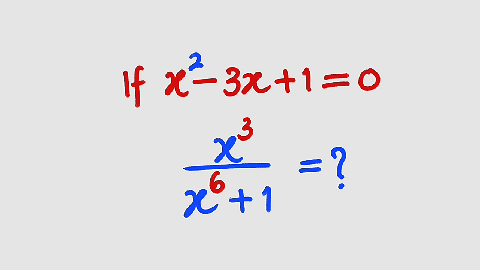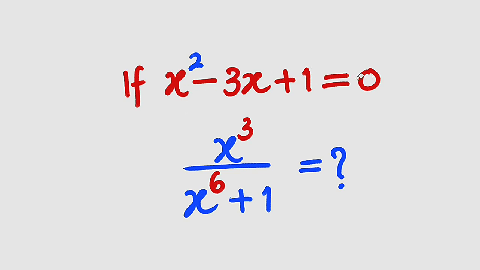We are given that if x squared minus 3x plus 1 is equal to 0, we are asked to find the value of x to the power of 3 divided by x to the power of 6 plus 1. As always, we are not going to solve this quadratic equation before substituting into this expression. Rather, apply Olympiad standard. I would like to use this first equation and divide every single term by x.